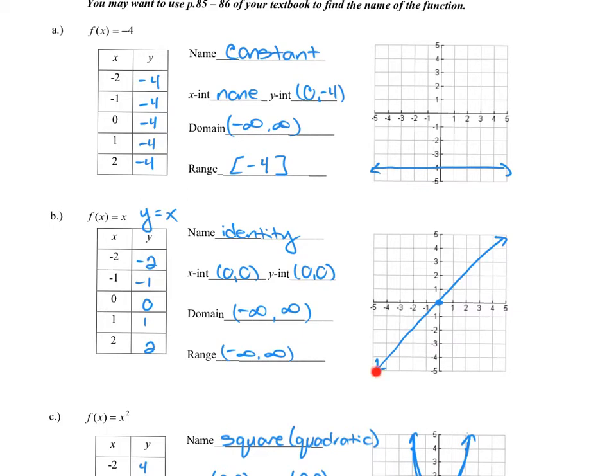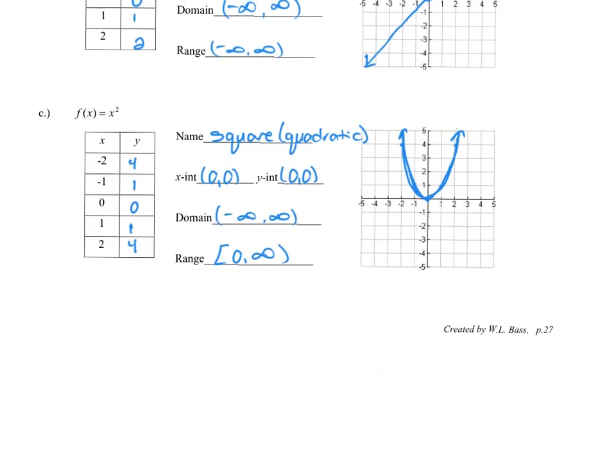When we plot that, we get a nice line that goes all the way through and actually divides up our coordinate plane on that diagonal. That's going to be helpful for us when we get into our inverse functions later. We can see that our x-intercept and our y-intercept are the same. Our domain and range would include all real numbers for both of those.